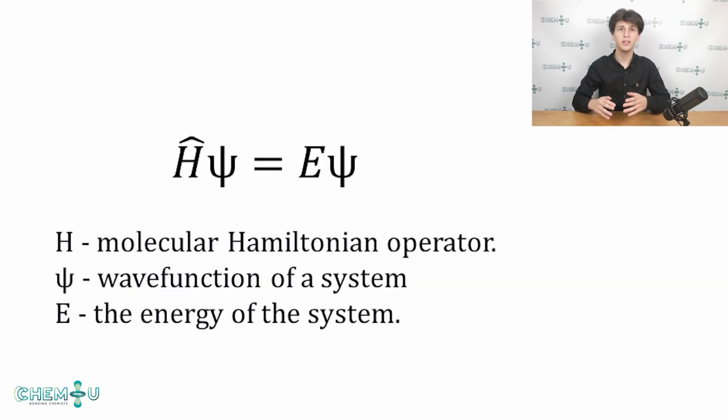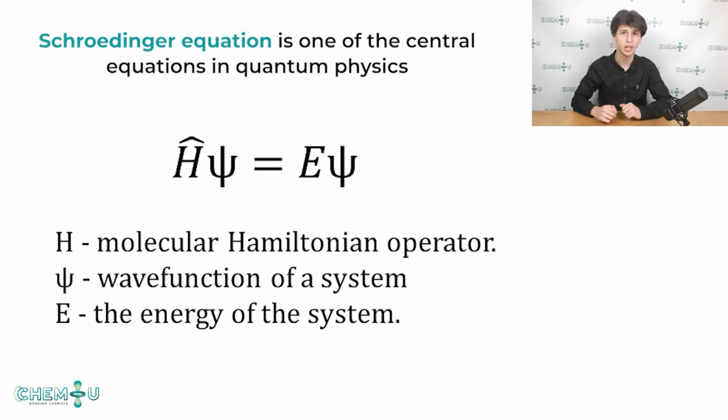Now, on the slide, you can see the Schroedinger Equation. It's one of the central equations in quantum physics. Let's briefly describe what all these letters stand for. H stands for molecular Hamiltonian operator. It corresponds to the total energy of a system, including both kinetic and potential energy. Psi is called wave function of a system, and it's connected to the distribution of electrons and nuclei in space. And E is the energy of the system.